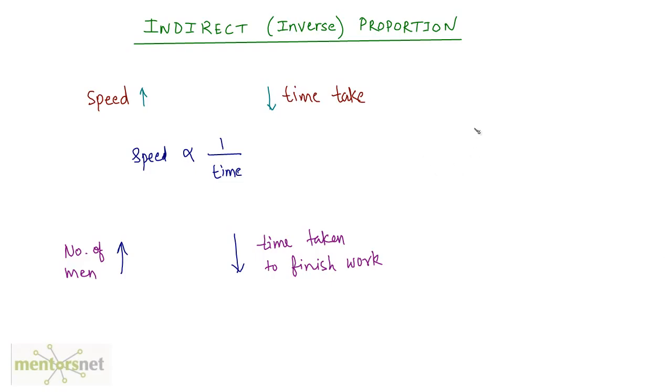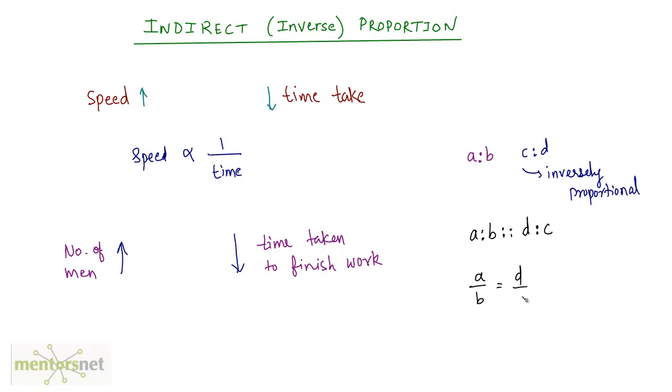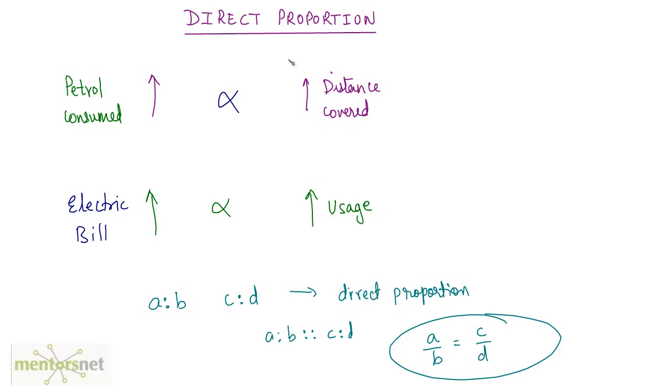So theoretically, if we take two ratios, A is to B and C is to D, and these are inversely proportional, then I can say that A is to B is proportional to the inverse of the other ratio. So it is proportional to D is to C. So hence A by B is equal to D by C. You have to keep this in mind. When you have inverse proportion, you invert one of the ratios and equate it with the other, right? When you have direct proportion, then you take the ratios directly. So this is the main concept behind this.